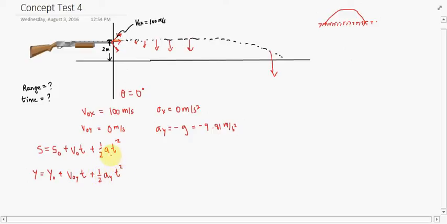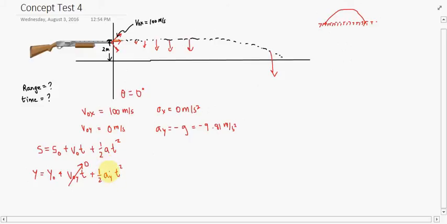Well, we can simplify this a little bit. We already know that the velocity in the y direction initially is 0, so this 0 times anything will just be 0. So we're left with this specific version of the equation.